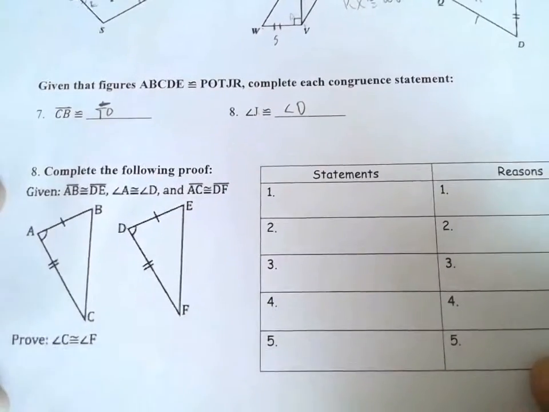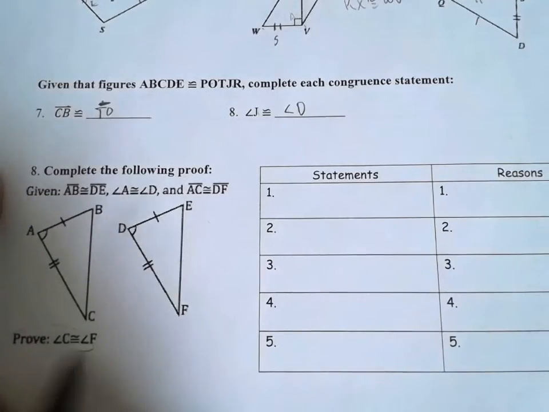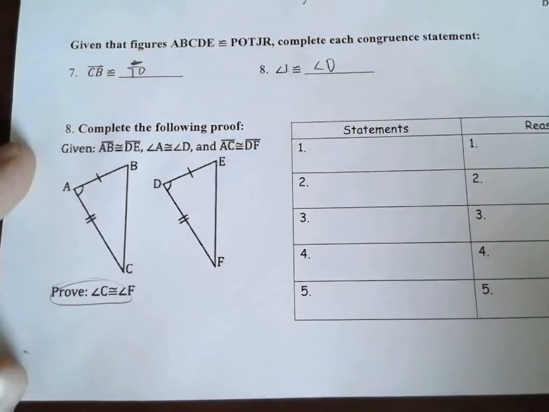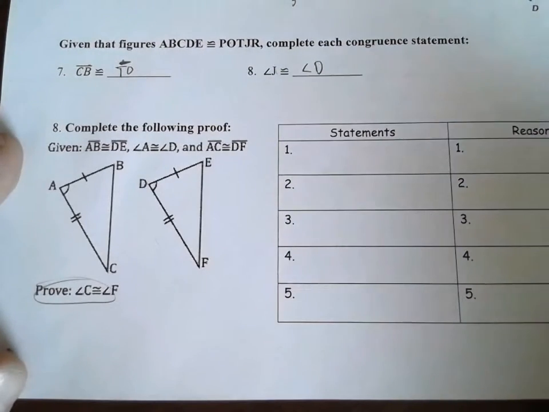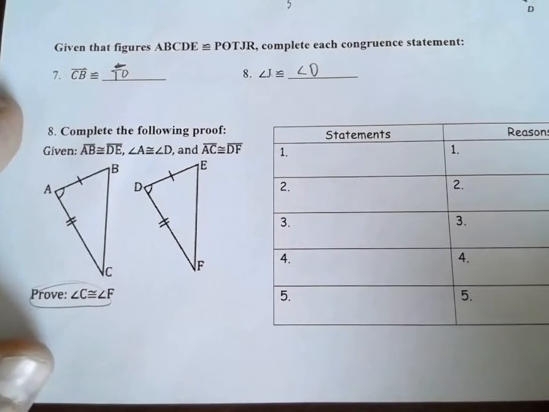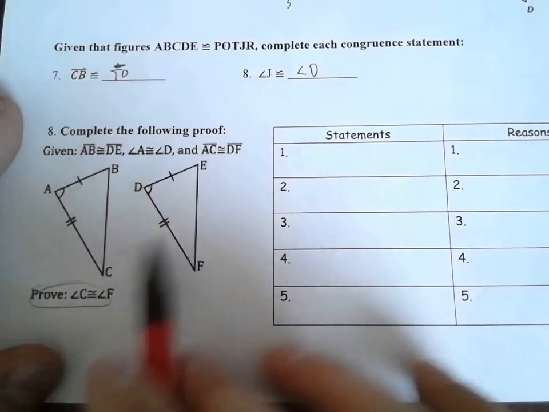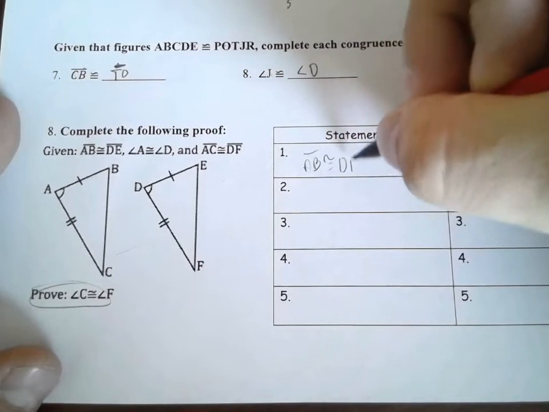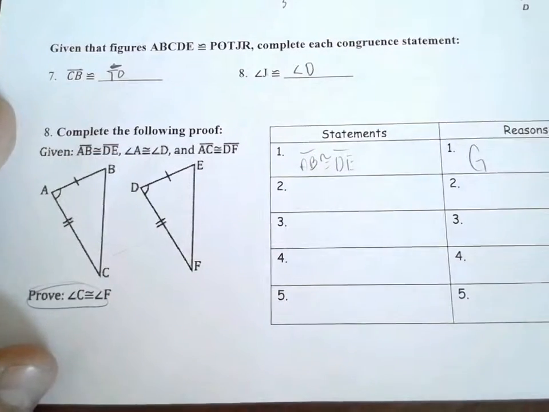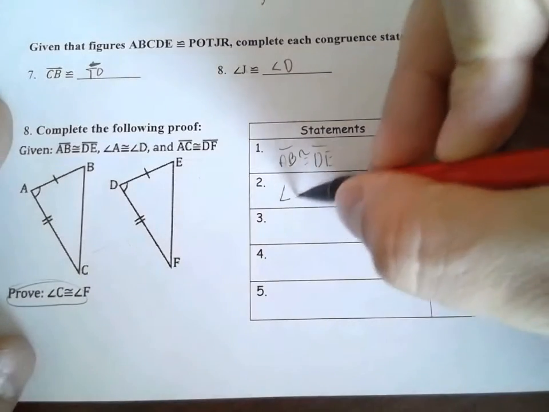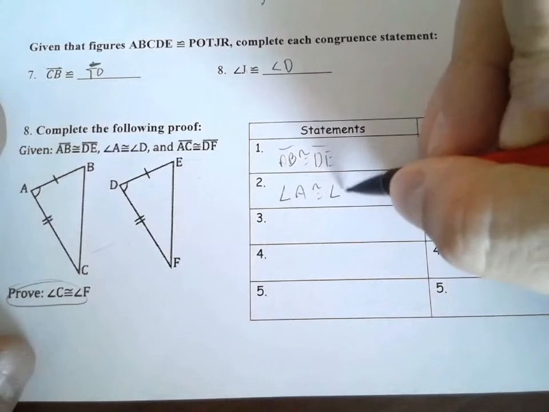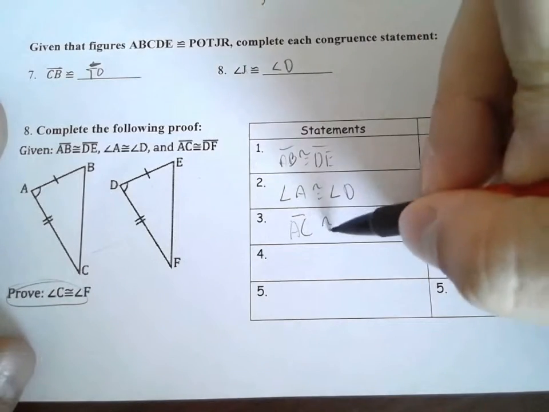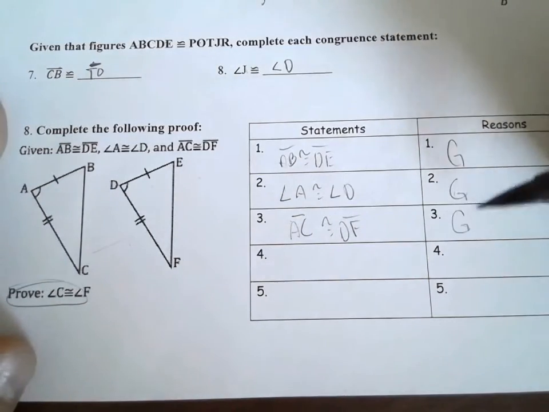Looking at this proof, this one's pretty simple, but be careful. You're proving a piece. That typically means you're going to see CPCTC: the corresponding parts of congruent triangles are congruent. So we got all these givens. They're already labeled on your diagram. AB congruent to DE, and I'm going to just shorten this up for the sake of time. That's given. Angle A congruent to angle D, also given. And AC is congruent to DF, also given.